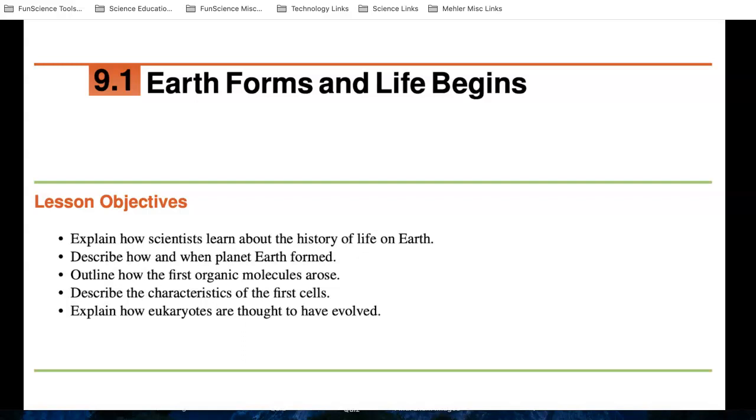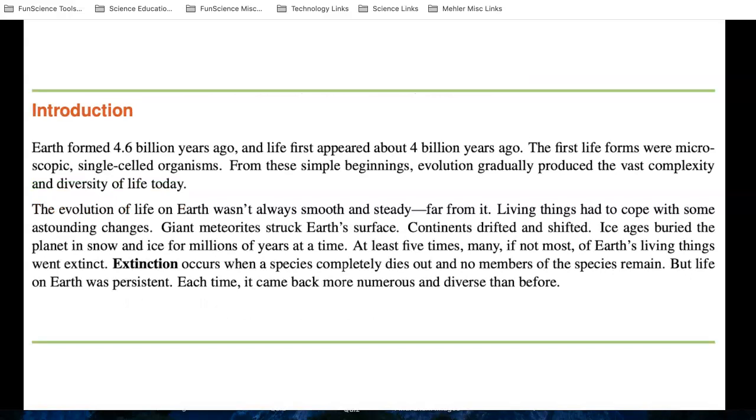So let's take a look at the objectives for this section, section 9.1, Earth forms and life begins. Explain how scientists learn about the history of life on our Earth. Describe how and when the planet formed. Outline how the first organic molecules, so these would be our molecules primarily made of carbon, hydrogen, oxygen, and nitrogen, and describe some characteristics and explain how eukaryotic cells are thought to have evolved. So we're going to take a look at these main objectives in this section.